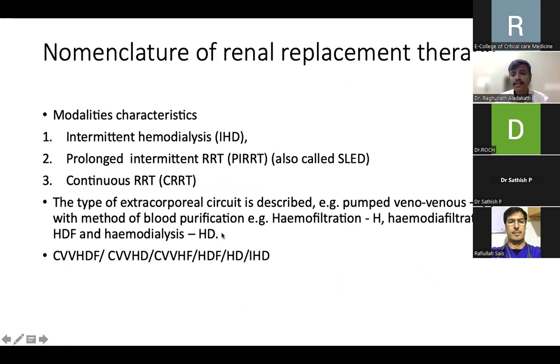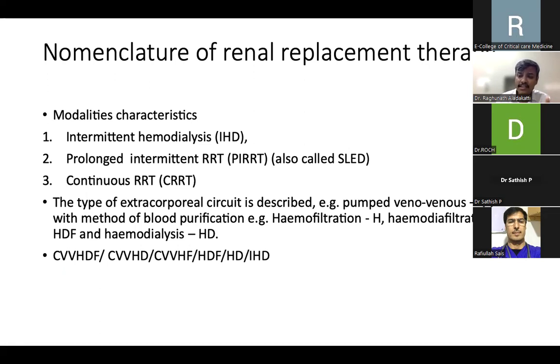So with this technology, now they have put names with respect to renal replacement therapy. It also depends on timing. If it is used intermittently, we call it intermittent hemodialysis. This is most commonly used in day-to-day practice in all the ICUs.